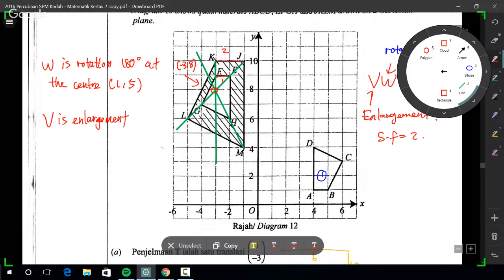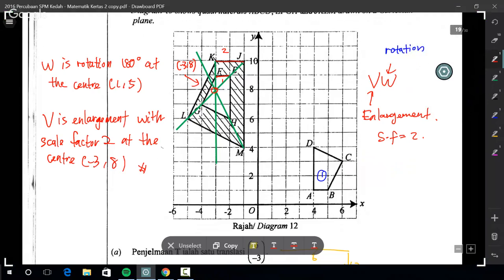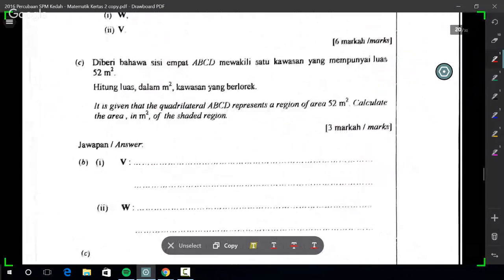Is enlargement with scale factor 2 at the center -3, 8. Okay, this is how you get 4 marks over here. So yeah, it's actually not too hard. For rotation 180 degree and the enlargement, both you can connect point to point to find the center point. Right? Okay, then we are almost finished.